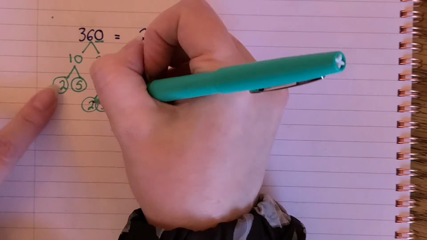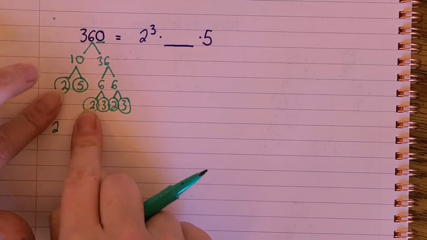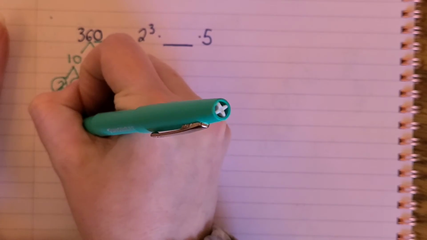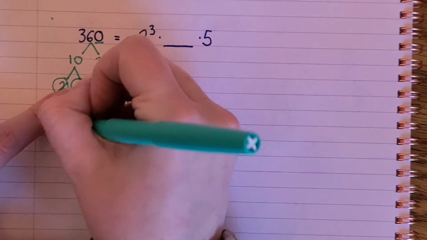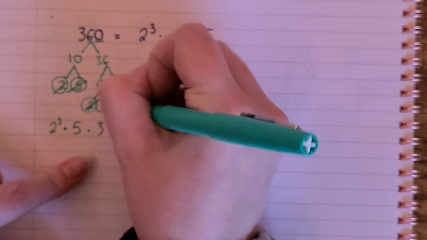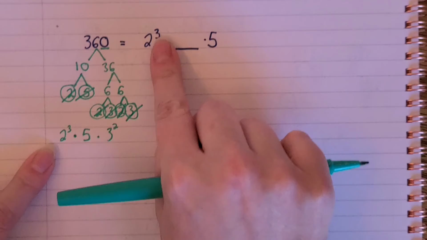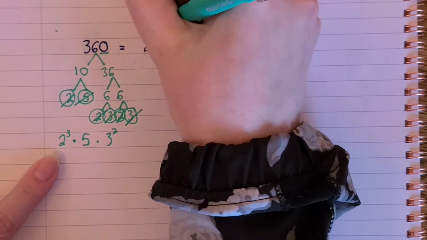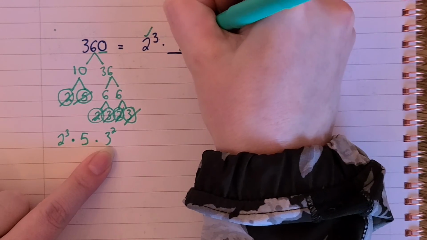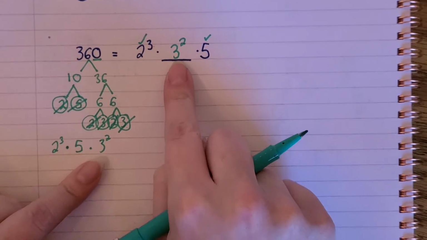Okay. So that is it. I have 1 2, 2 2s, 3 2s, so 2 to the third, times a 5, done, times 3, and there's 2 of them, 3 squared. Okay, so in theirs they have my 2 cubed, they have the 5, they are missing the 3 squared. Okay, so the number that was missing was 3 squared.